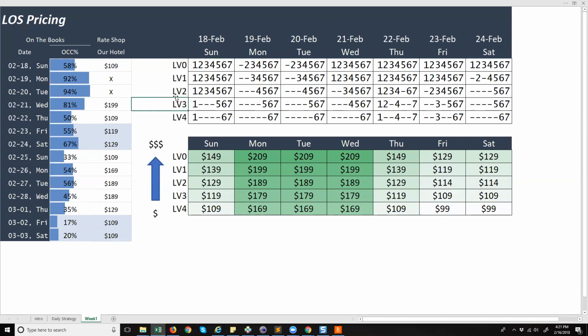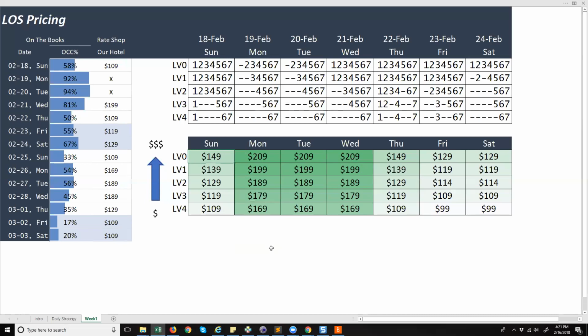Length of stay gets a little bit more complicated because you have two moving parts. You have the lengths of stay that you're accepting at different price points, and then you have the actual pricing structure itself here. That's what that second module is. So take just a second, pause if you want, to get familiar with what this hotel's pricing strategy is. LV0 are going to be your highest rates, LV4 are going to be your lowest rates.